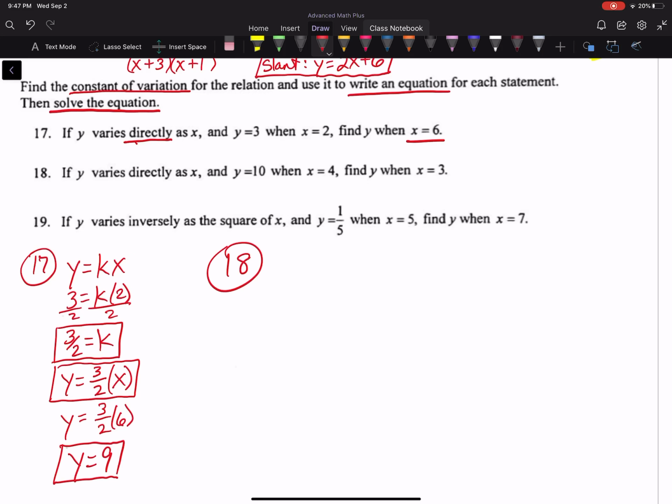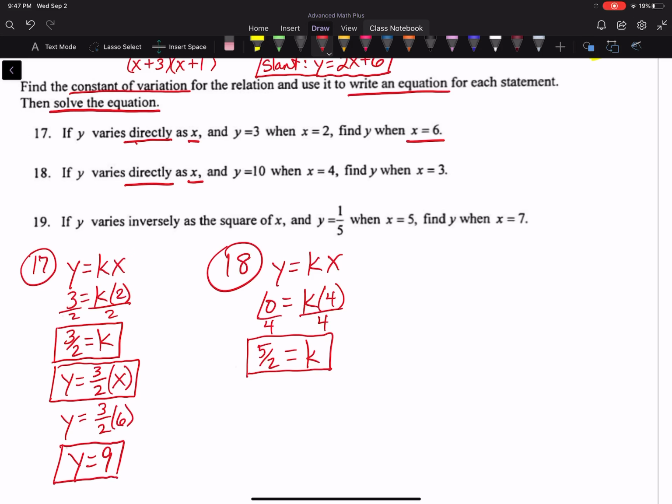So 18, same thing, it's varying directly as x. So same equation, y equals k times x. This time y is 10 equals k times x is 4. Divide by 4 and simplify. K is 5 over 2. If you put 2.5, that's okay too. Write your equation. Y equals 5 over 2x.